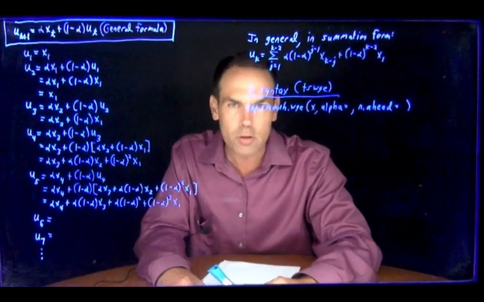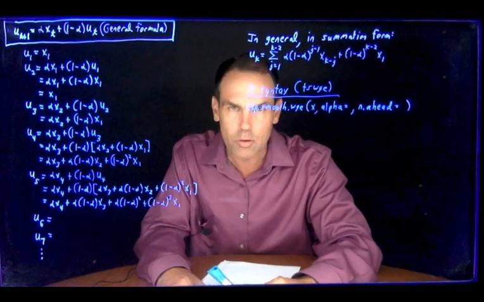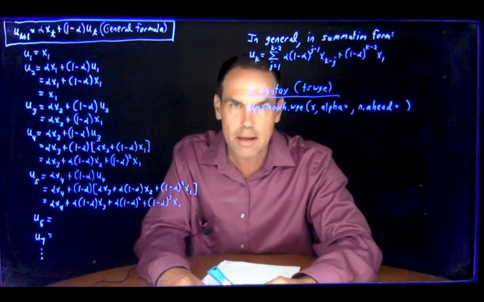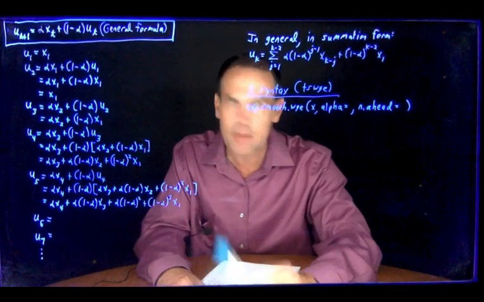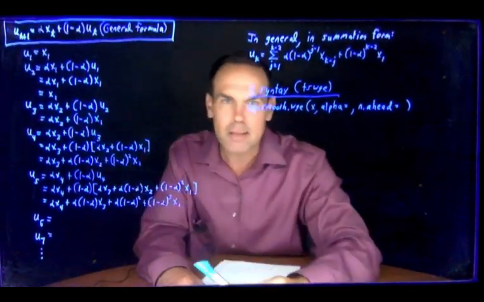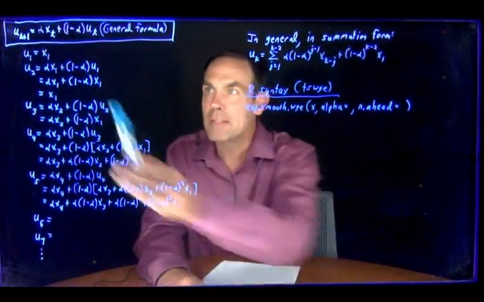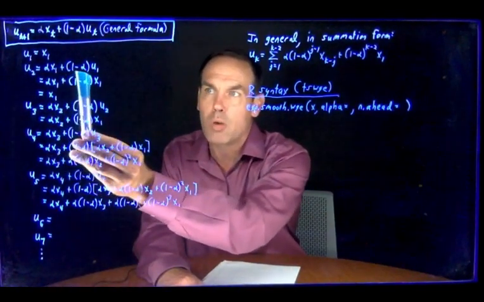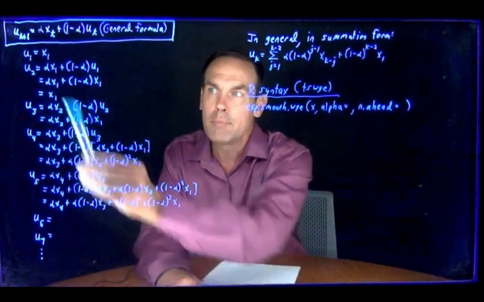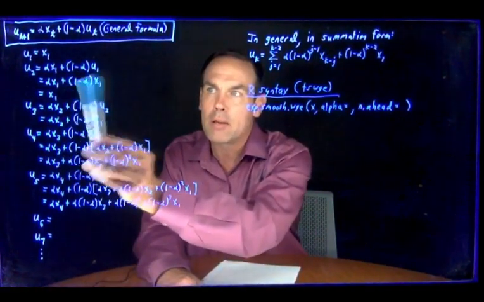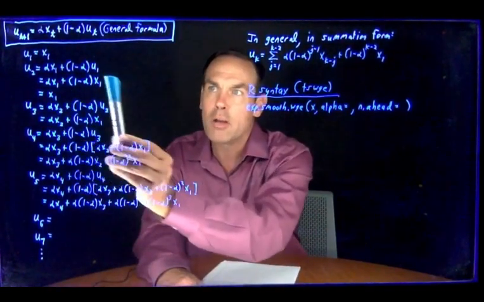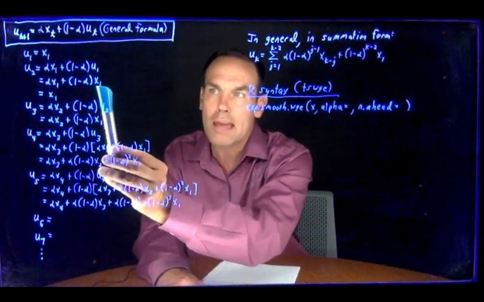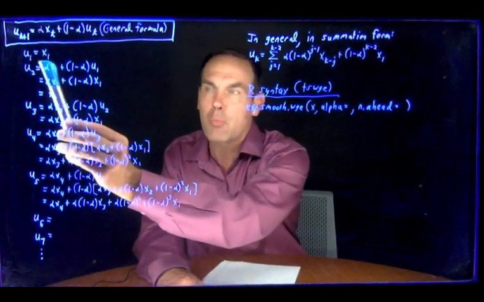Well, let's go to u sub 2. Now recall that 2 in this form inherently has a t plus 1 in it. So 2 equals t plus 1, which means that t equals 1. That means everywhere you see a t, replace it with 1. That gives me alpha times x1 plus 1 minus alpha times u1. Then we can copy the alpha x1, and replace the u1 with x1. Why? Because of step 1.